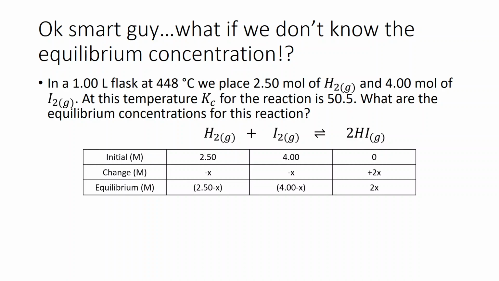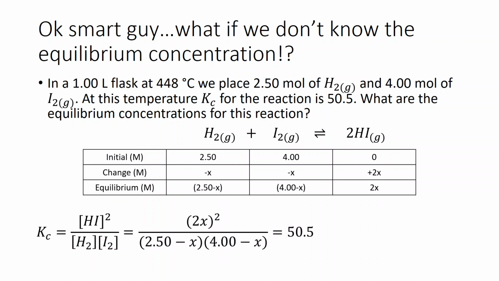Then we set up our expressions, where the equilibrium concentration of our reactants is the initial concentration minus the change, which in this case is x, and the equilibrium concentration of our product is 2x. So we have our equilibrium concentrations for our reactants and our products, which means we can now write our equilibrium expression, same as before, and put in our expressions from our ICE table.